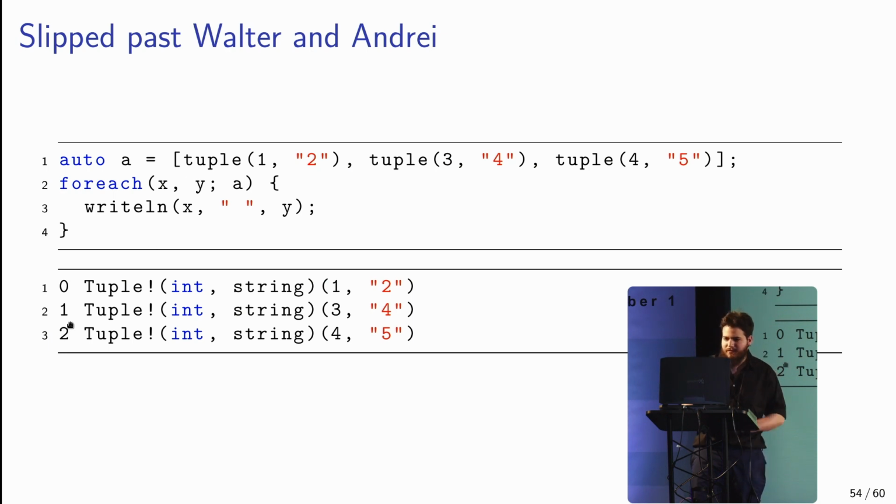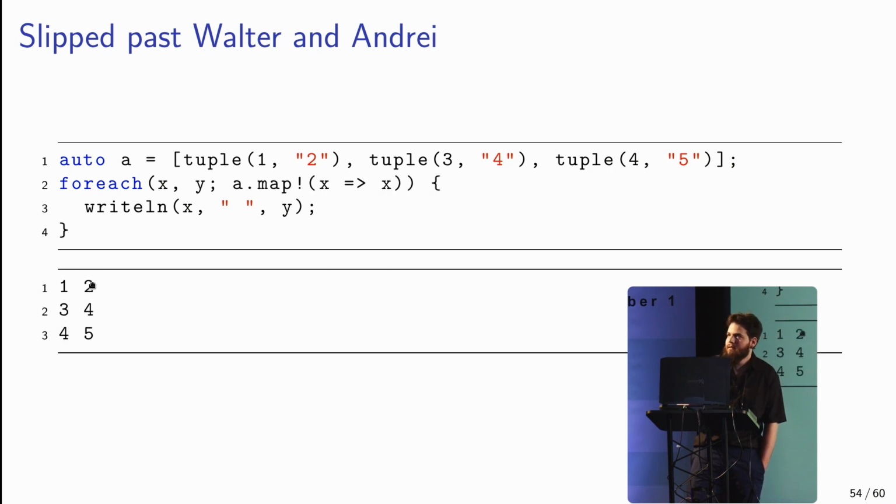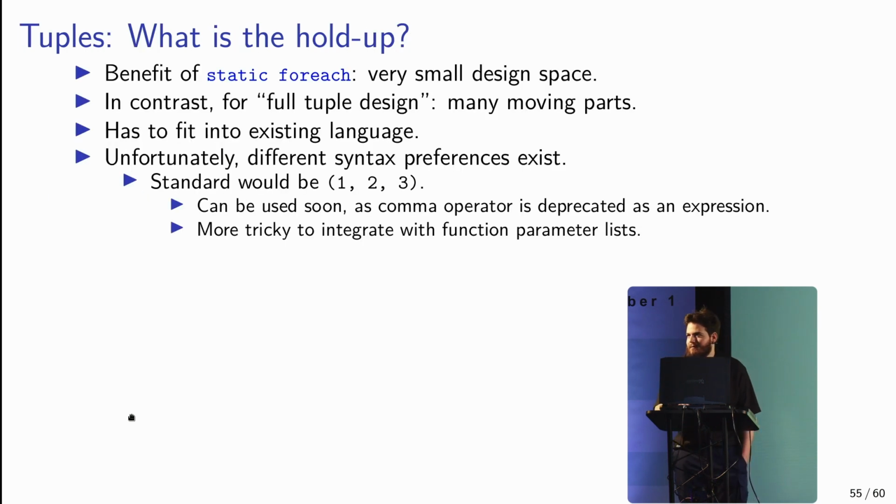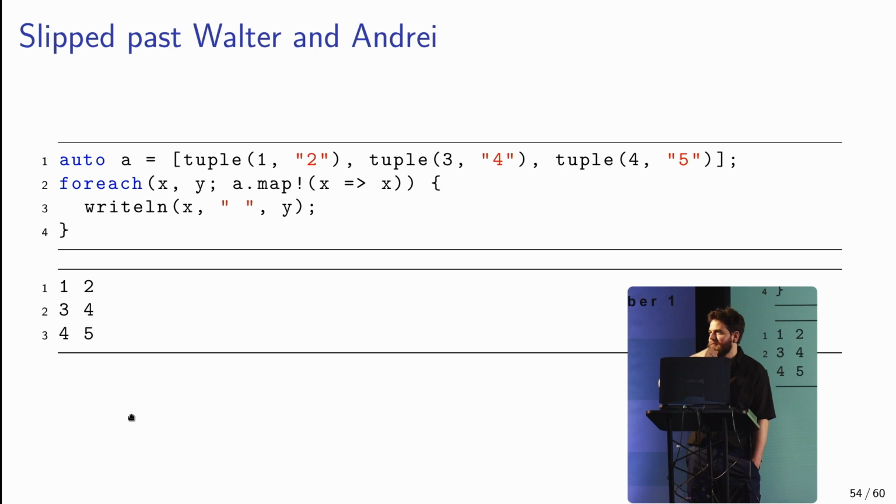Then there's this one thing that actually slipped past Walter and Andrei. You can actually, so here, this is not yet it, but you have x and y, we iterate over an array, so we get the index in the tuple. By the way, this formatting really should be fixed, it's completely useless. But if you map the array such that it becomes a range, it will actually match the tuples. This is a bit annoying, and it actually runs exactly into this thing where you have to have a design that now accommodates this.